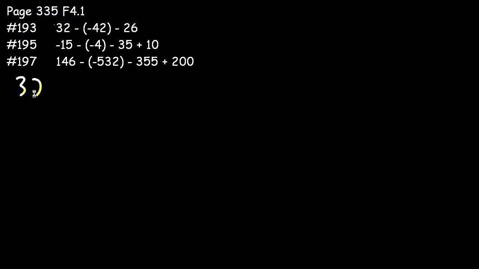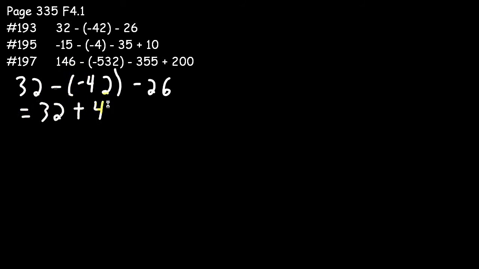Okay, so let's start with the first example here: 32 minus negative 42 minus 26. Let's look at how to handle this part. You have minus a negative 42. Subtraction means to add the opposite, or anytime you have two minuses like this, it comes out to a plus. So this will equal 32 plus 42 minus 26.